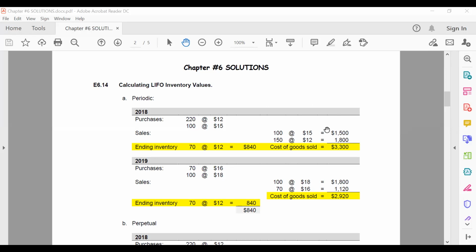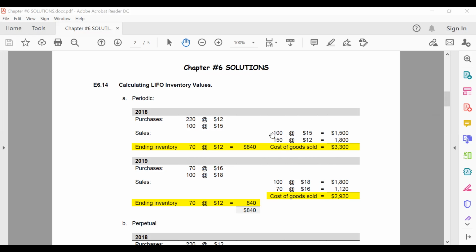So when you go ahead and cost everything out, basically you're going to make the assumption that the ending inventory is made up of your oldest possible costs. So you had 320 units. You sold 250, which means you had 70 units left. Your oldest possible cost is $12.